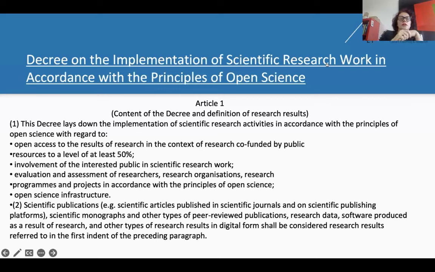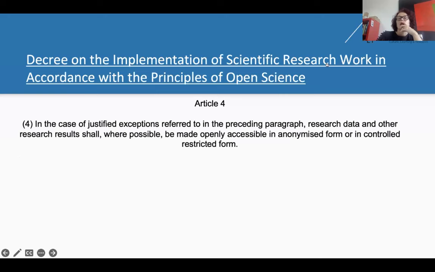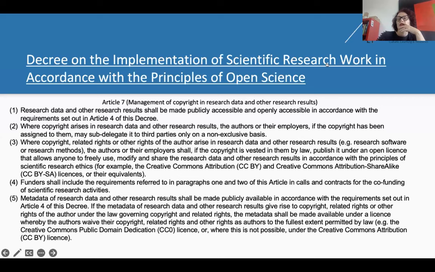It lays down the implementation of scientific research activities in accordance with the principles of open science. And again, the most important is the 50% or more. When there is funding of 50% or more, and it is explained not just public funding that comes from Slovenia but also broader, in these cases the research results, which are scientific publications, scientific monographs and other types of peer-reviewed publications, research data, and software as a result of research, all of this needs to be governed according to these principles. And of course, in this group, the most important provisions concern copyright management of scientific publications and copyright management of research data and other research results.